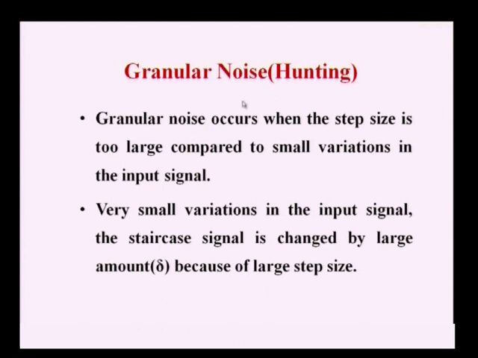And the next one is granular noise. This granular noise is seen when the slope is very minimum, or the step size is too large for a small variation in the input signal. If you see that graph, that is a straight path, there is no variation. So, in that case, when the step size is too large compared to the variation, the variation is very minimum and the step size is large, then we can see the granular noise. So, for very small variations in the input signal, the staircase signal is changed by a large amount because of the large step size.